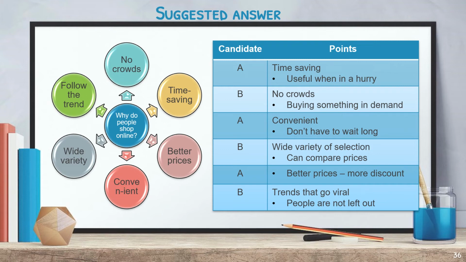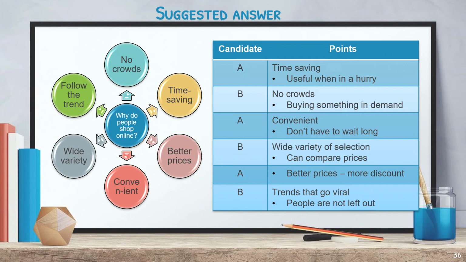And B again talks about trends that go viral. People are not left out because they can get the thing very fast. So you can take turns by talking, or A can talk about 2 points and then pass the baton on to B. So you can decide how you're going to go about it, because this is a discussion. So you have to take turns and help each other out. Maybe if your friend is weaker than you, help your friend by asking, what do you think? Do you agree with me?